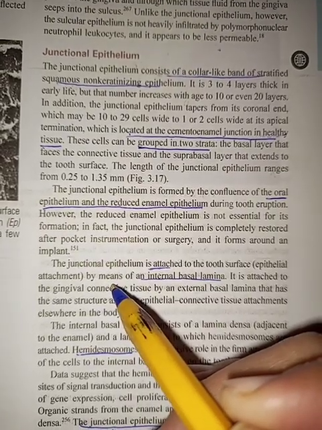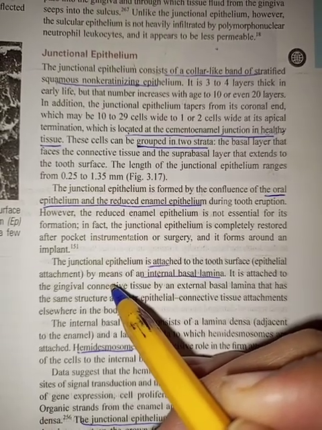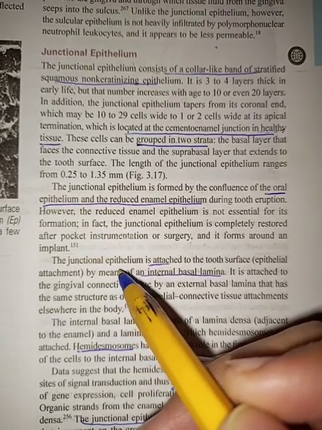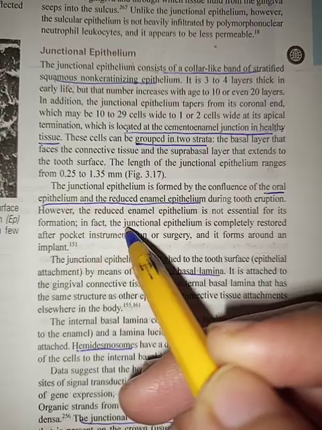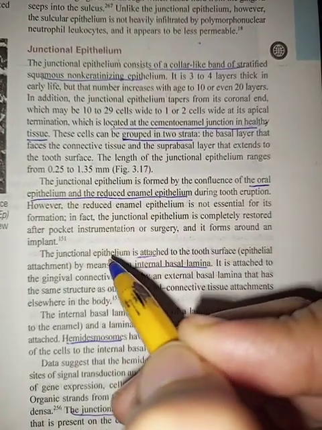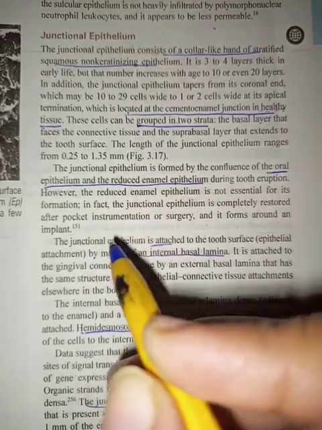In fact, the junctional epithelium is completely restored after pocket instrumentation or surgery, or it forms around an implant. It is not formed by reduced enamel epithelium. For its formation, reduced enamel epithelium is not important. It basically restores itself.